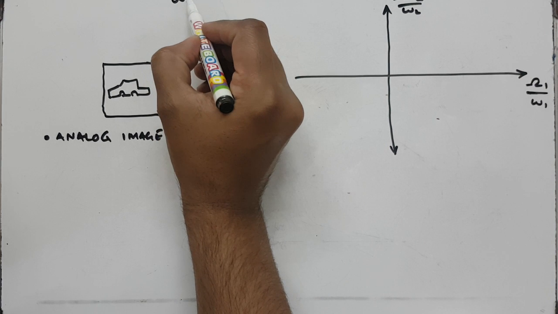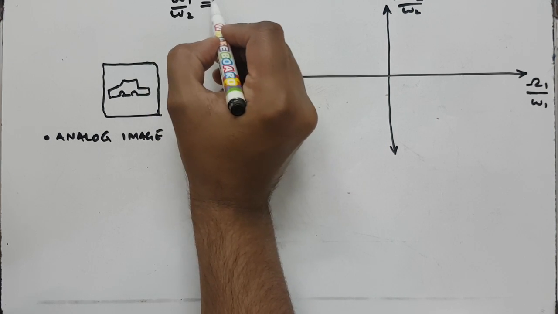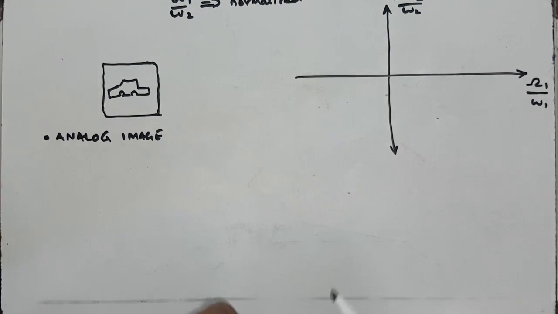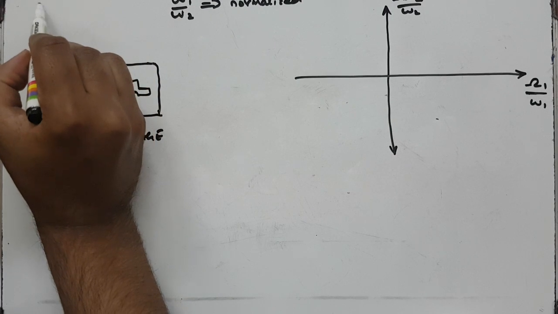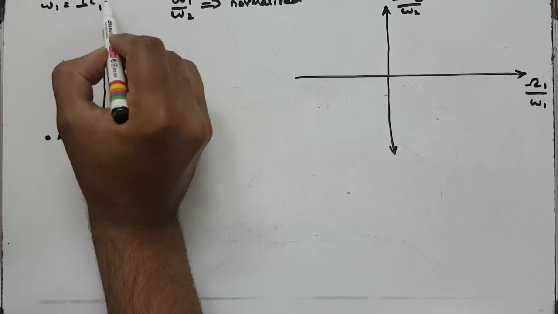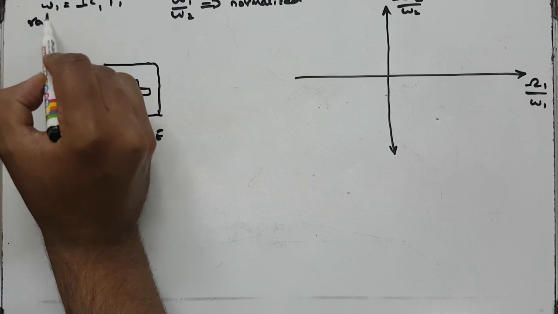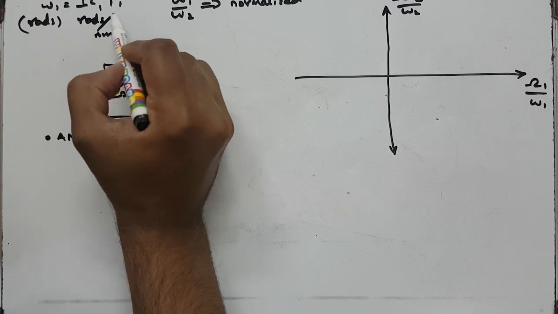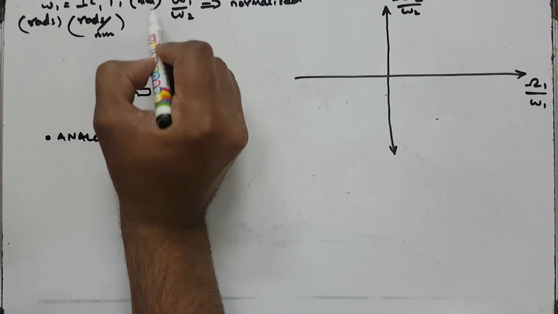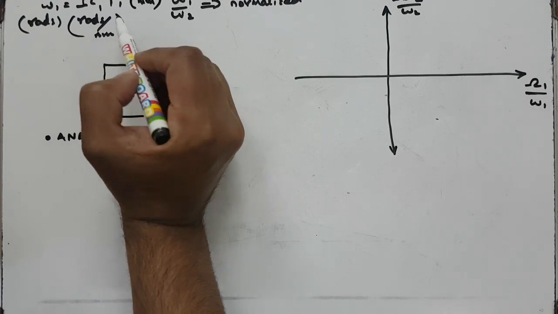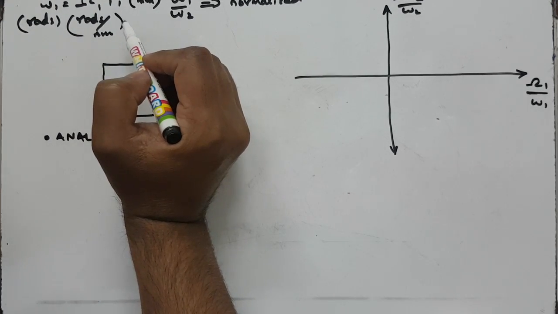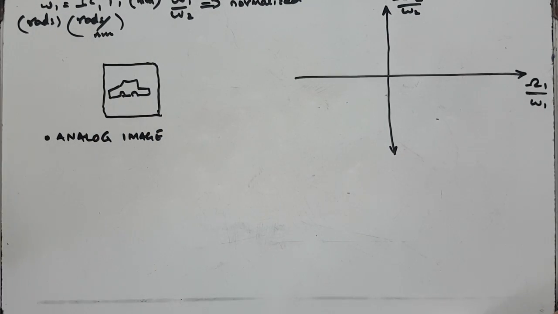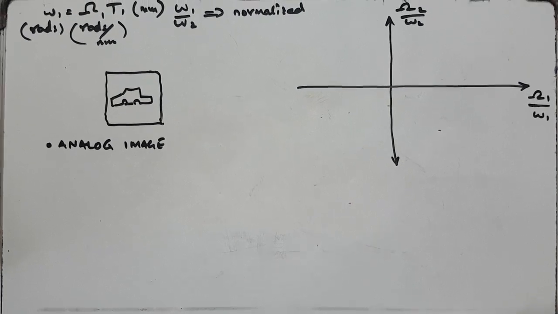So W1 or W2, they are normalized. So this was the equation if you remember correctly. So this is radians, this is radians per millimeter, and this is millimeter. So it's over space. So this is spatial distance. Is it visible? It's visible, right? Okay, it's visible.